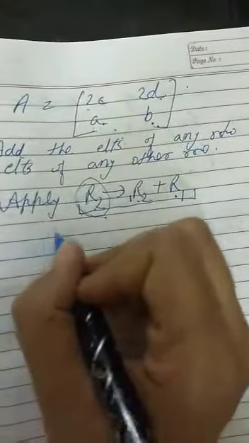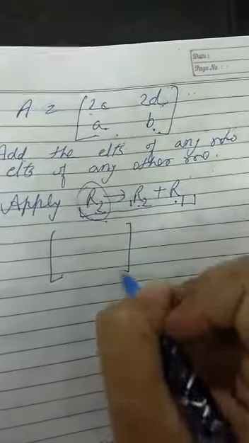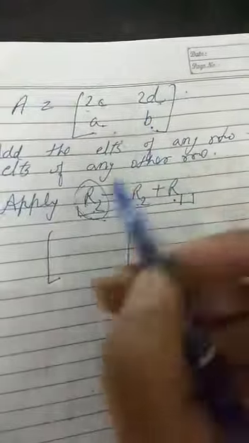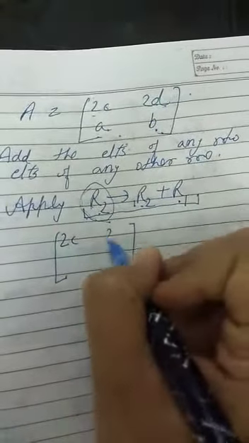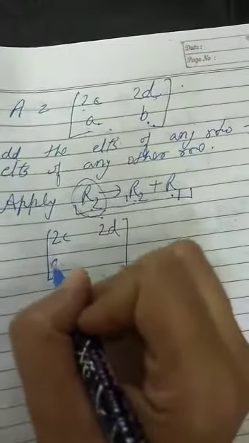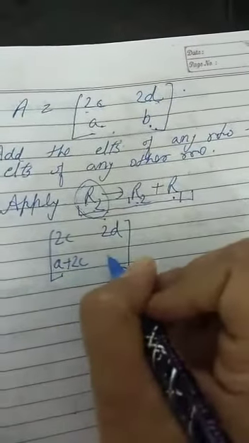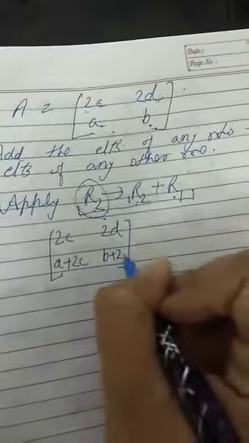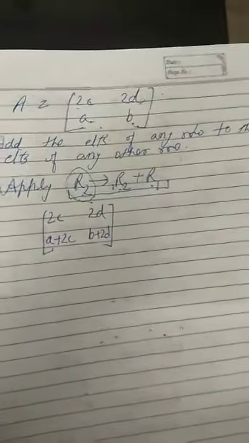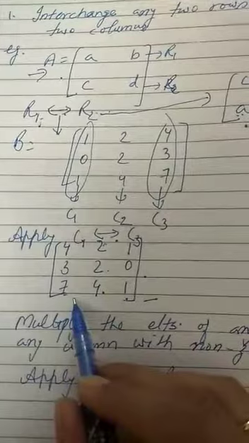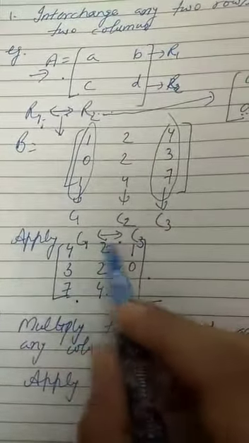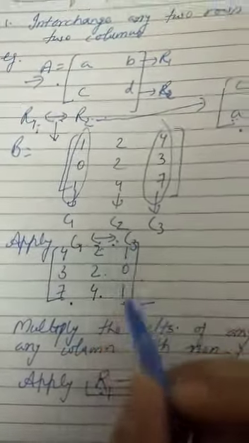So after this, the new matrix that we are getting, since there is no change in R1, R1 will be written as such. What is the change in R2? We are just adding the elements. So it will become A plus 2C and here B plus 2D. Likewise, we can do the same operation in the columns also. If I take this example, this is our new matrix, B matrix, after the operation of interchange.